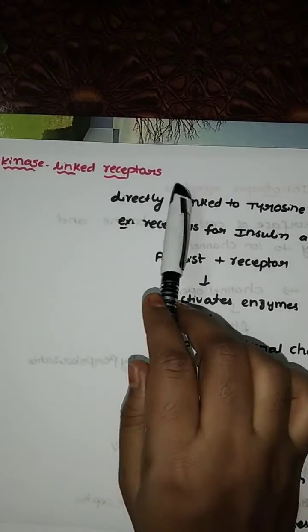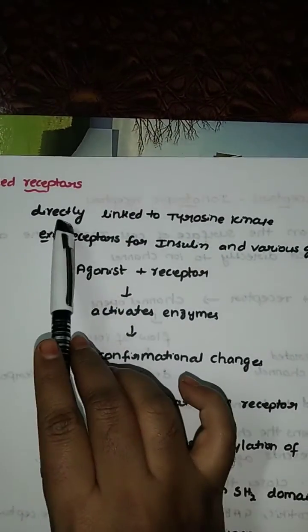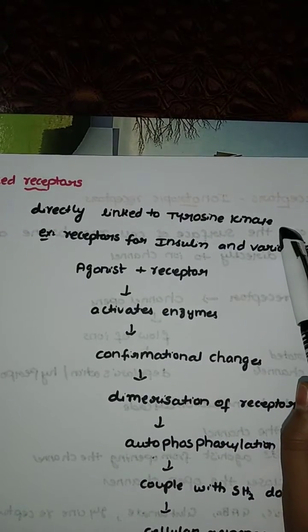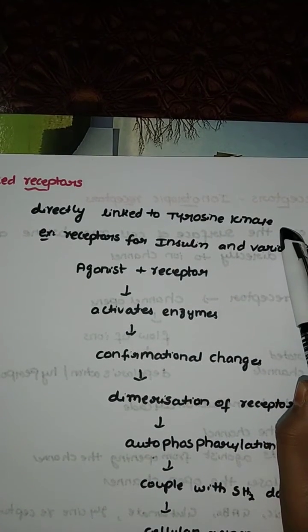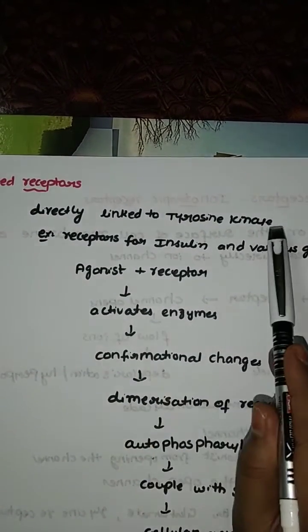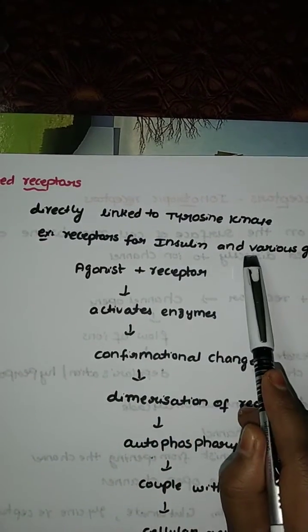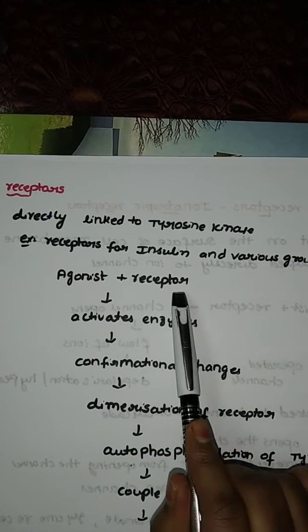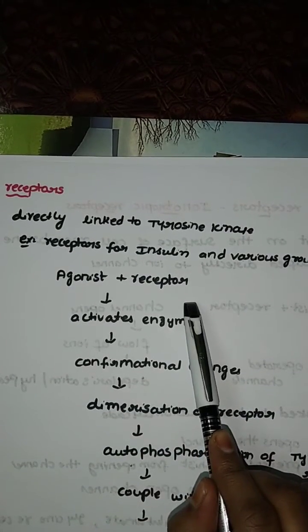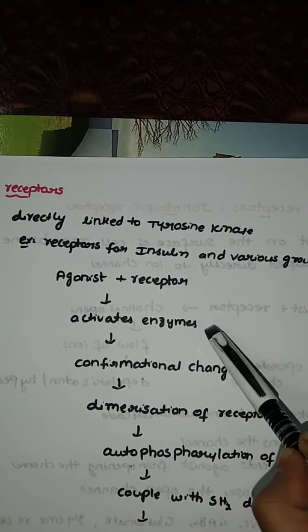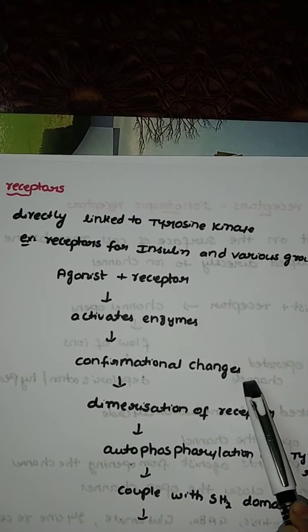Coming to the kinase linked receptors, these kinase linked receptors are directly linked to the tyrosine kinase enzyme. Some examples of kinase linked receptors are receptors for insulin and various growth factors. Whenever an agonist binds with the receptor, it activates enzymes, and some conformational changes will be caused in the receptors.